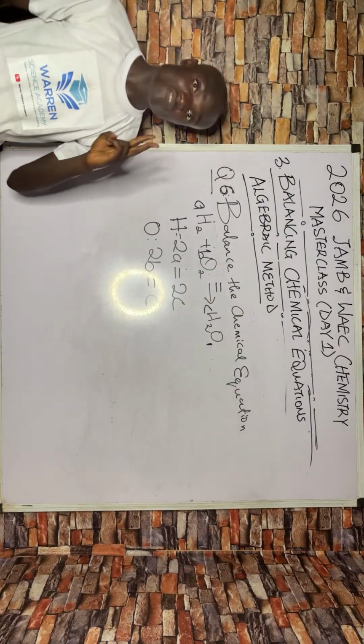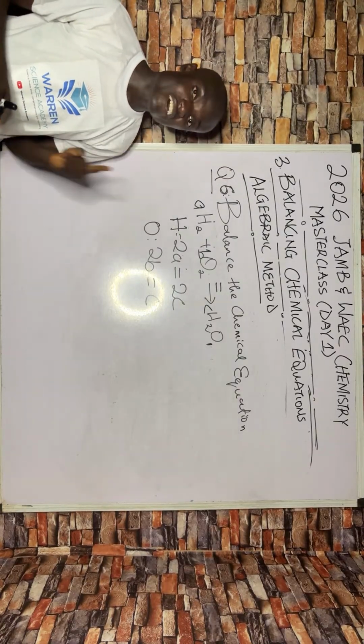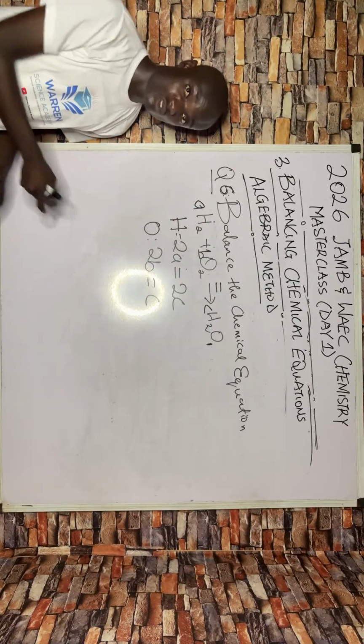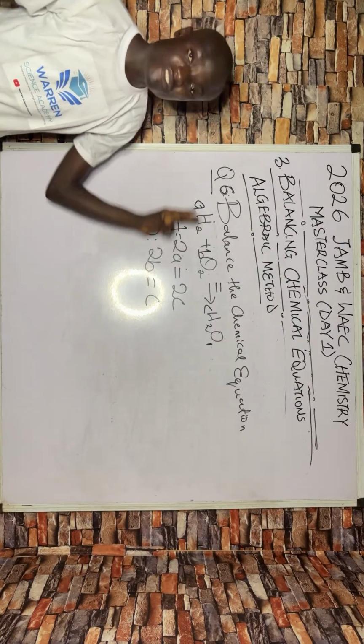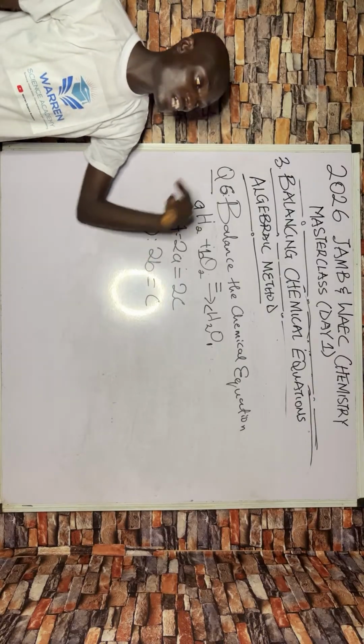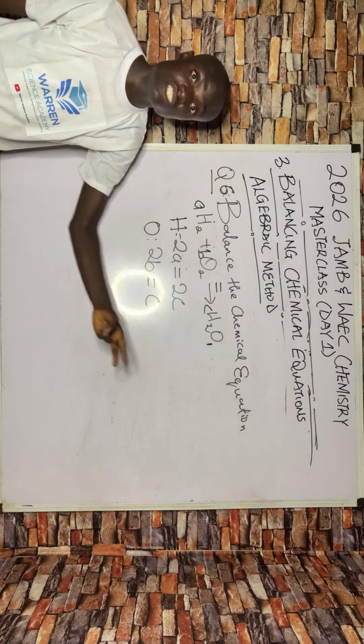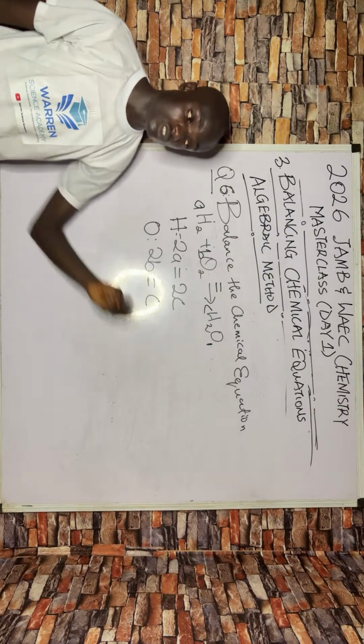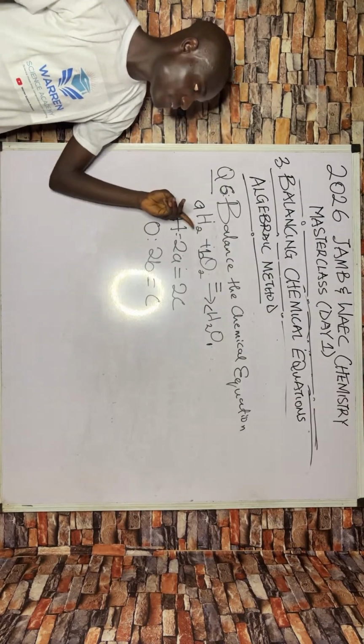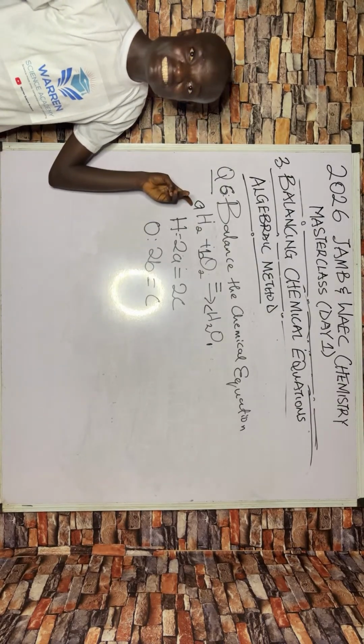Again, the steps we have taken so far. The first is to identify the element and write them out. Secondly, give them alphabets. A, B, C, D. You can even go down to E, F, G, H, depending on how long the equation is. Thirdly, you are going to multiply the numbers by the alphabet.